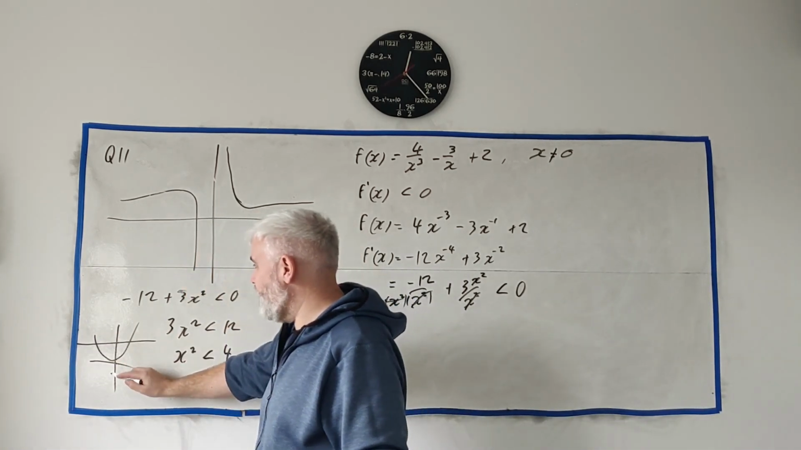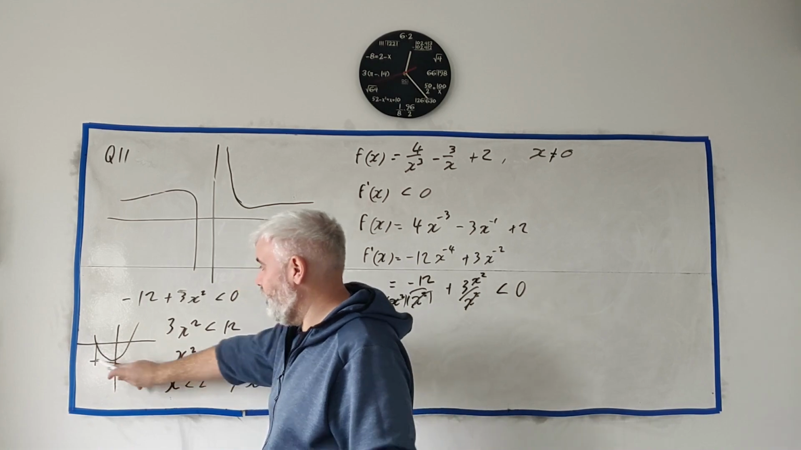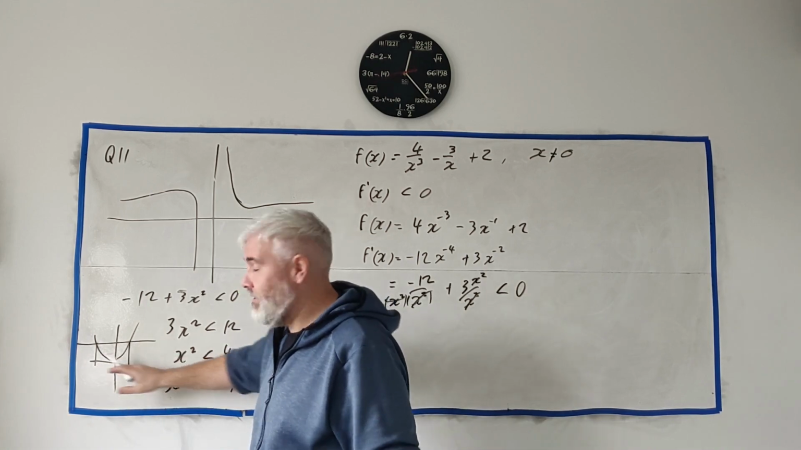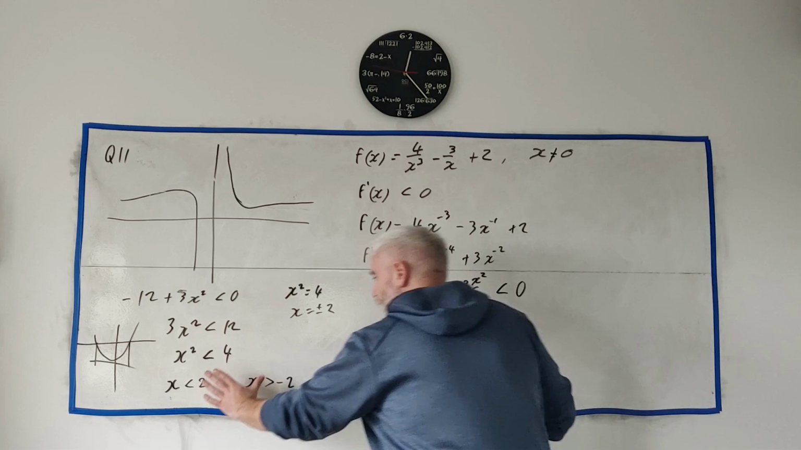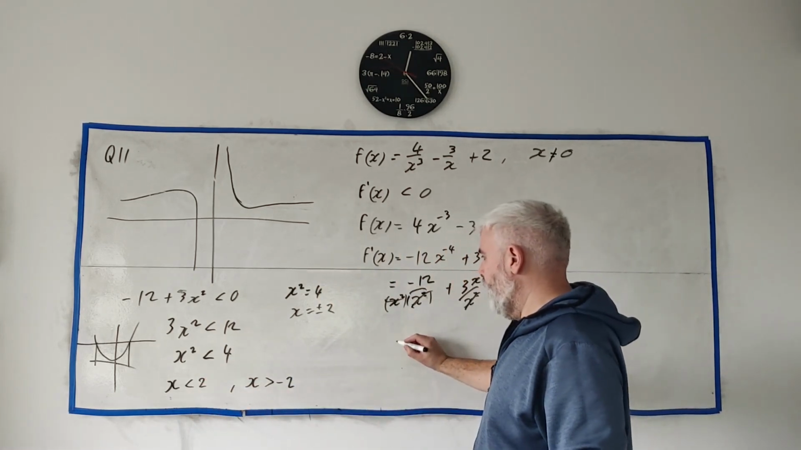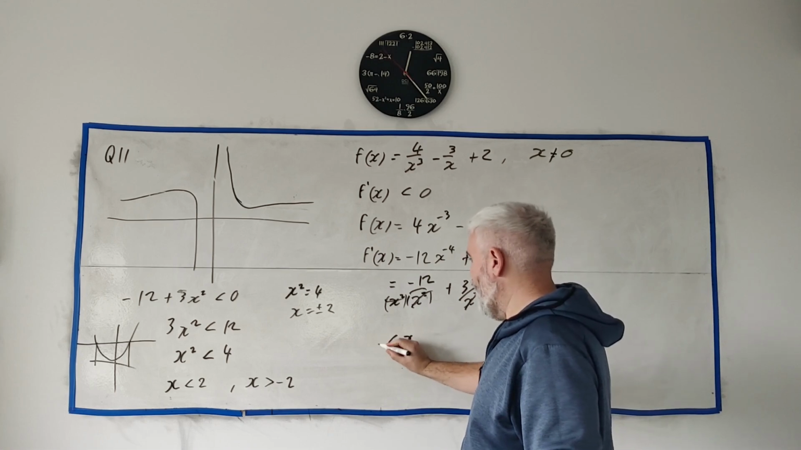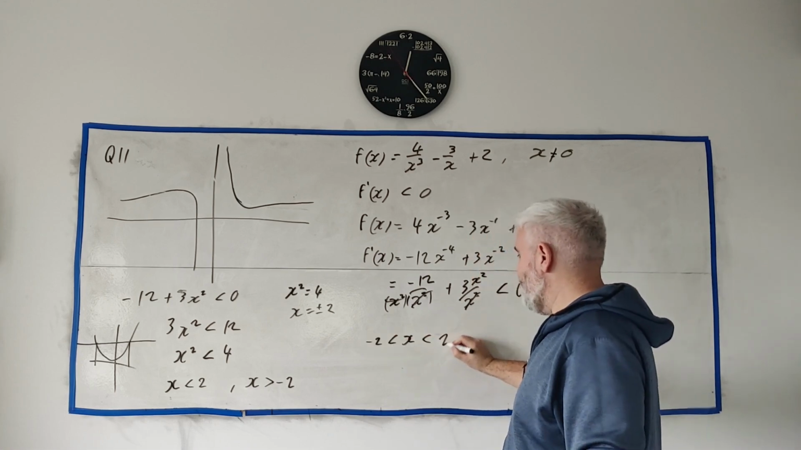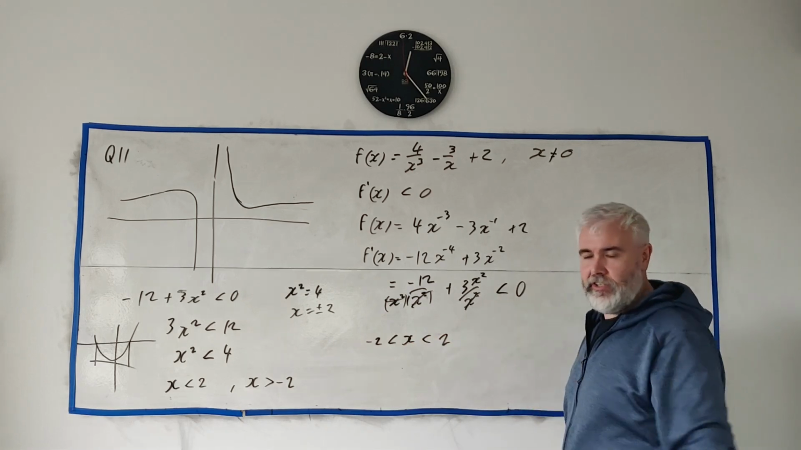Being less than 4. When's x squared less than 4? Well, it's when x is bigger than minus 2 and less than plus 2. Anyway, however you get to it, this is the answer. You will lose a mark if you just put this together, like x is bigger than minus 2 and less than 2. You will lose a mark for just this as your answer.